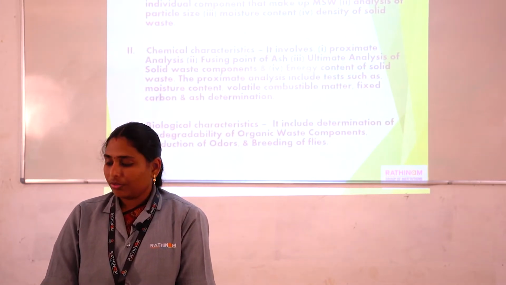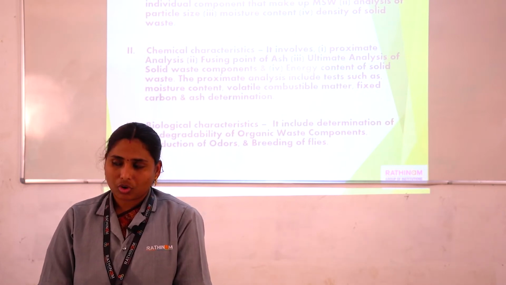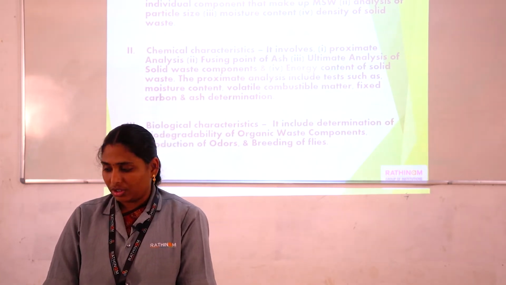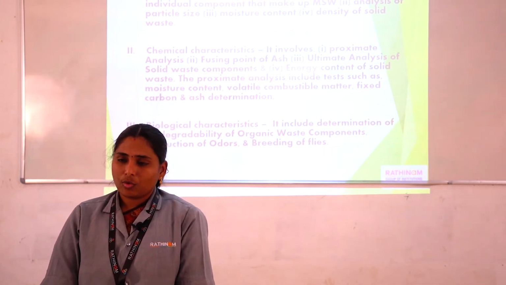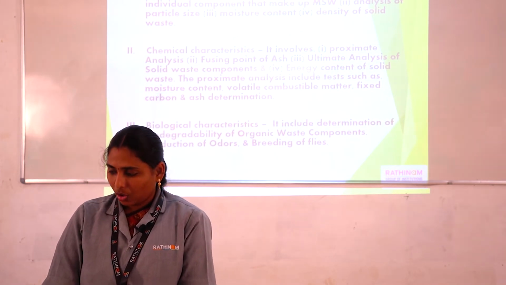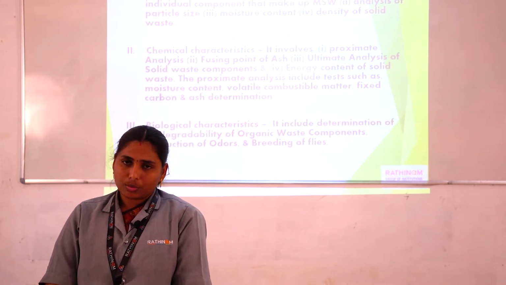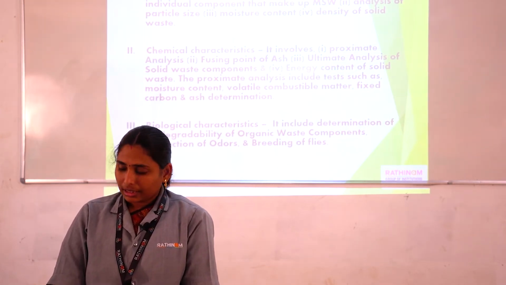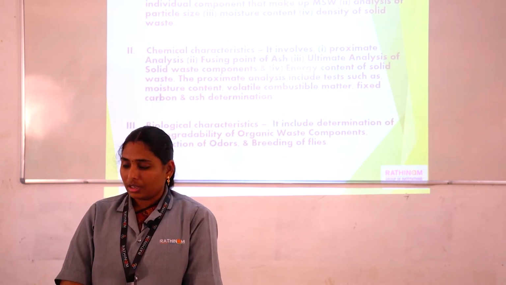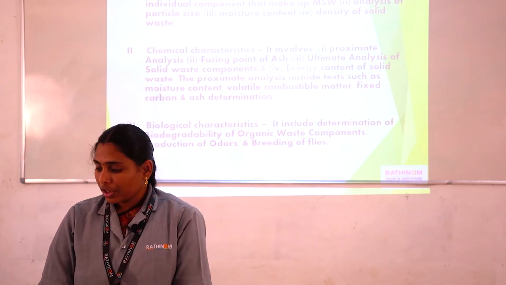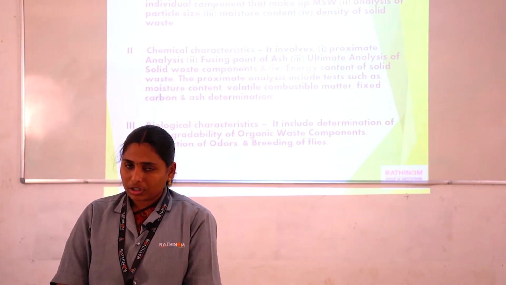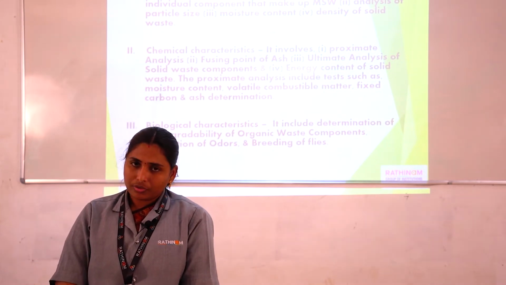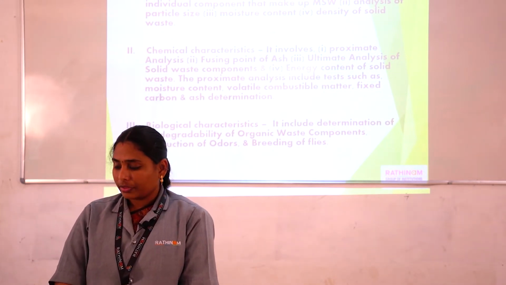Before going into the characteristics of solid waste, it has three types of characteristics, that is physical, chemical and biological. Physical characteristics involve the identification of individual components that make up the municipal solid waste, analysis of particle size and moisture content, and finally the density of solid waste. Next, chemical characteristics involve proximate analysis, fusing point of ash, ultimate analysis of solid waste components and energy content of solid waste.